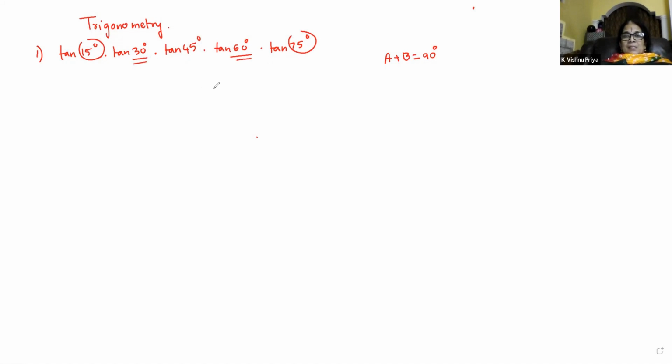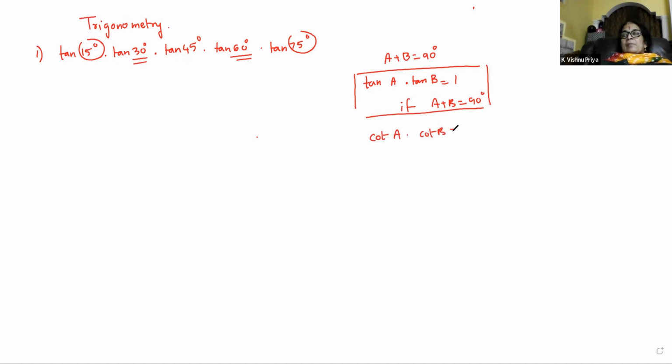Why am I telling you this? Because you have to remember a shortcut formula. Tan A into tan B will be 1 if A plus B is 90 degrees. So remember this formula. In the same way, cot A into cot B will also be equal to 1. But the condition is A plus B must be equal to 90 degrees.